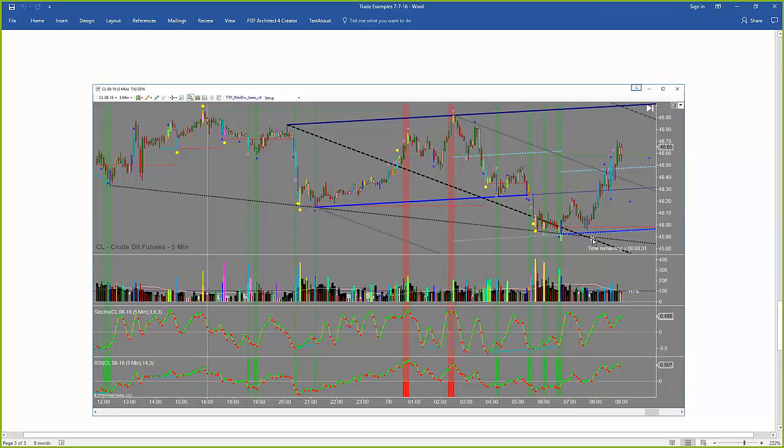Now that wasn't the major higher low that I would have traded. The major higher low that I would have traded occurs about right here. Okay, and that one was found perfectly on a trend line from these two lows, and then a lower median line from this low and this low.